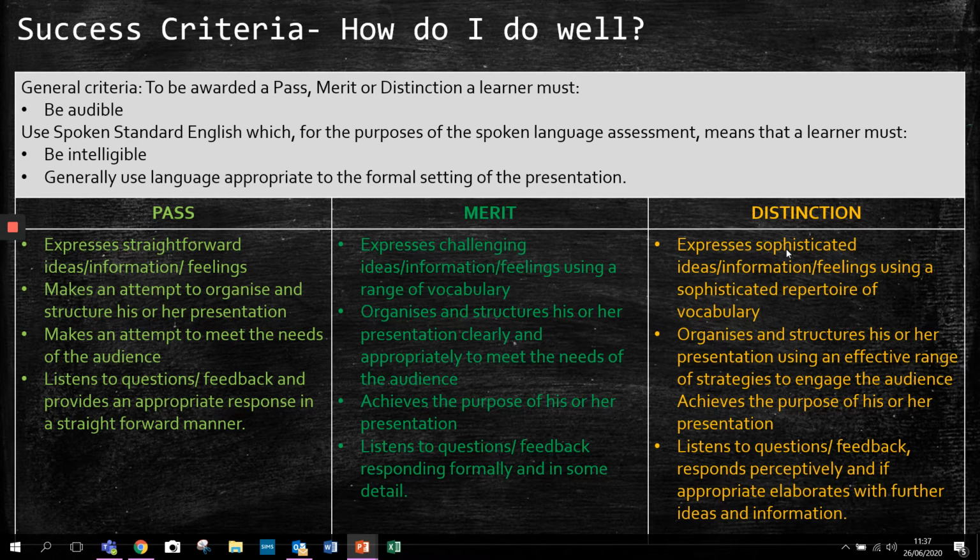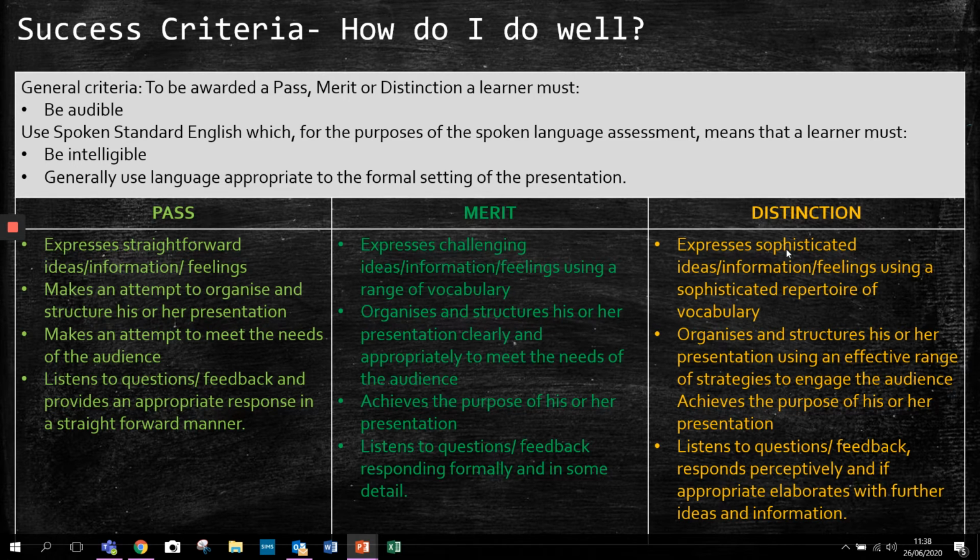Well, we know what achieves the purpose of the presentation means, but the effective range of strategies. So that is using humor, using irony, using rhetorical questions, thinking about when we're going to use those epistrophes. Are we going to use anaphora at any point? Really, really pushing the limits of your presentation skills, okay?